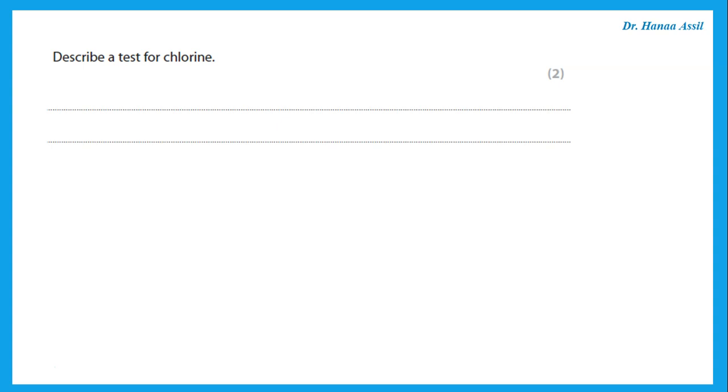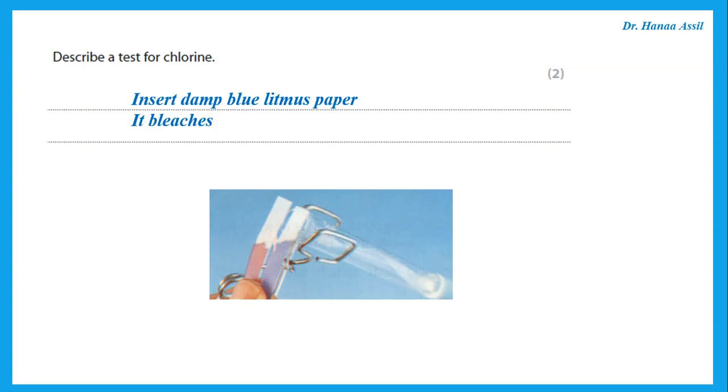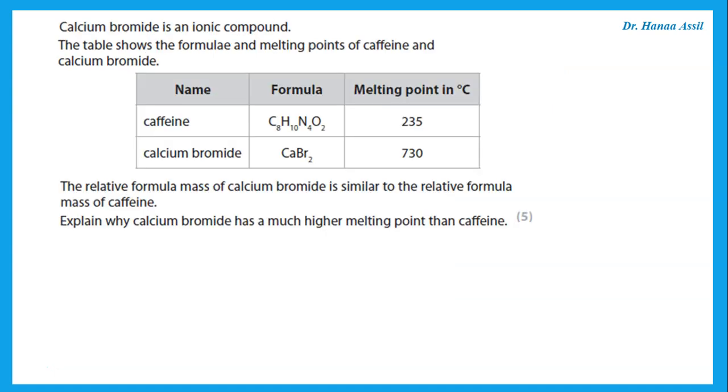Describe a test for chlorine. Again, I'm going to remind you, there is a test for chloride and a test for chlorine gas. Remember, the silver nitrate is for chloride, not chlorine gas. The test for chlorine gas is insert damp blue litmus paper. It bleaches. Remember, we said if we're going to use litmus to test a gas, it should be damp. So insert damp litmus paper, it bleaches. That means it becomes white.